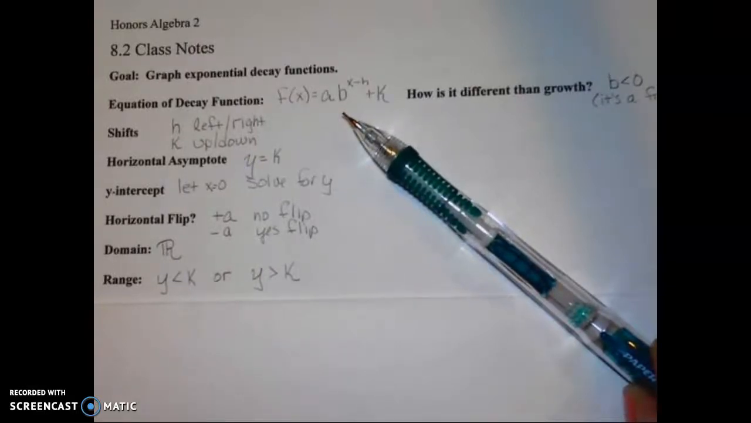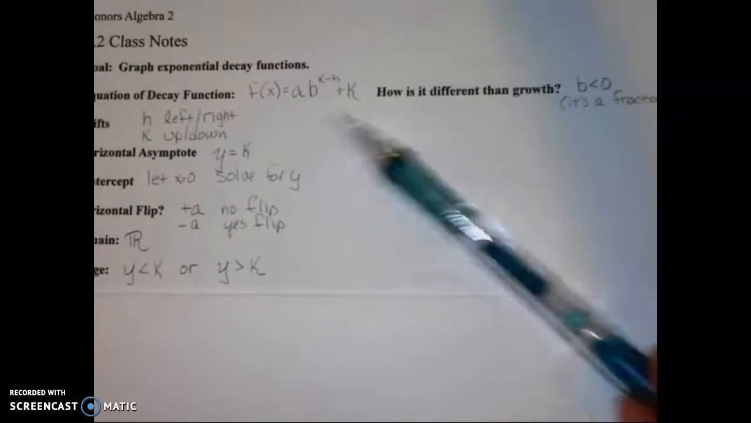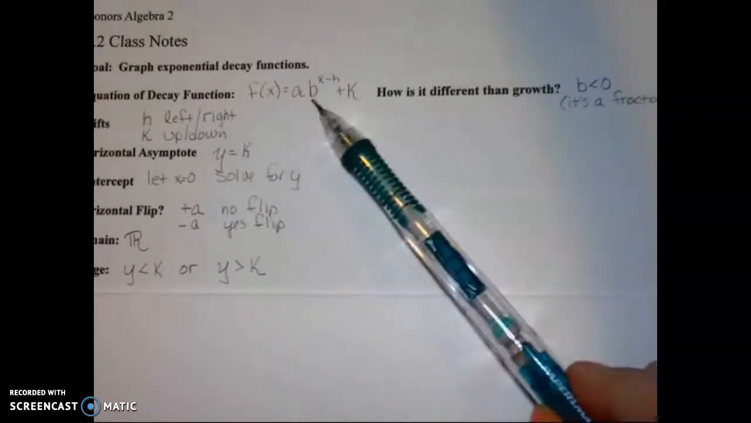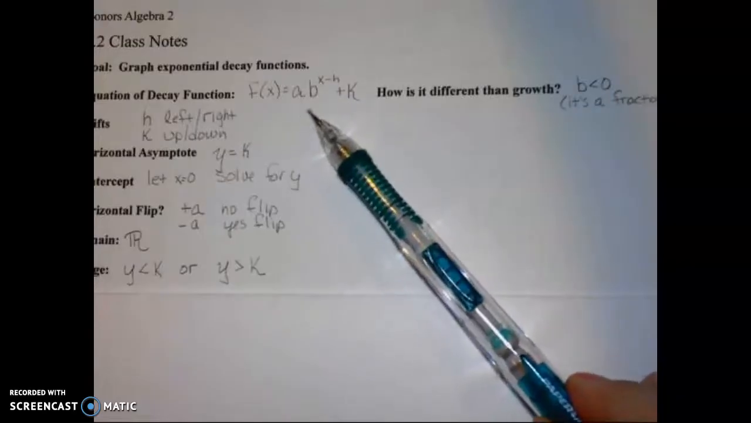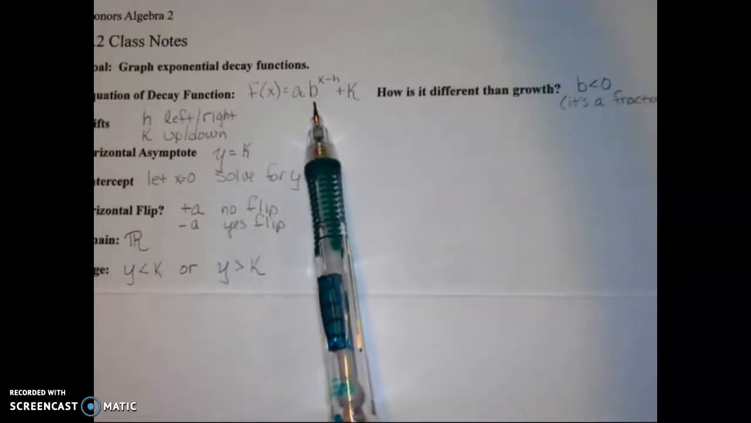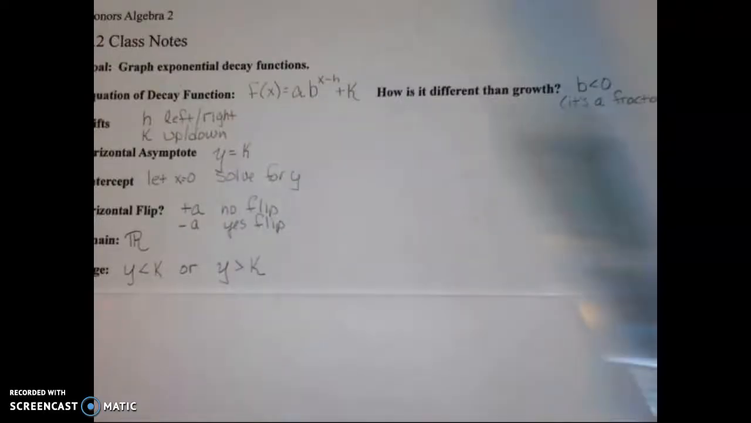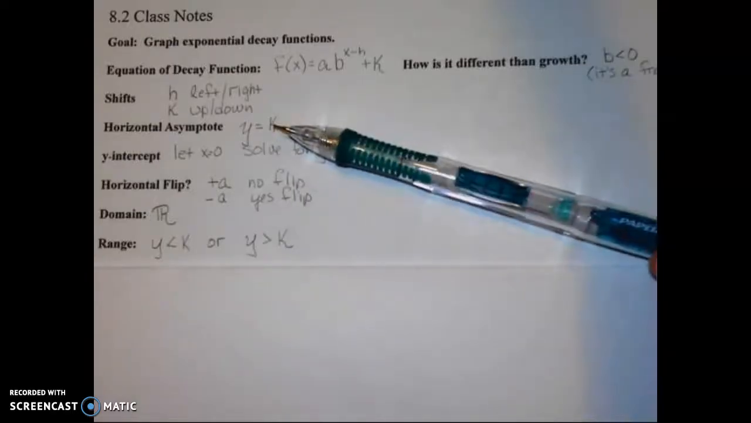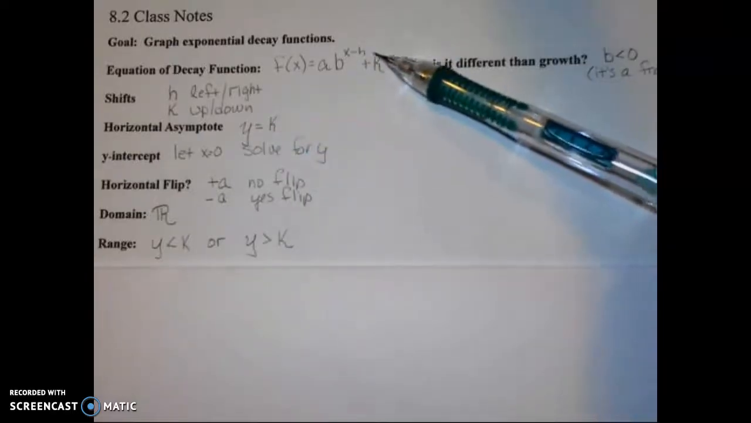Same as growth, but it's different. Let me tell you how. B is going to be less than 1, so this number right here is going to be a fraction. This one right here, it'll be a half or a fourth or 1/3, something like that. Guess what? It's a fraction. That's the only difference. The horizontal asymptote comes from the number that sits at the end.